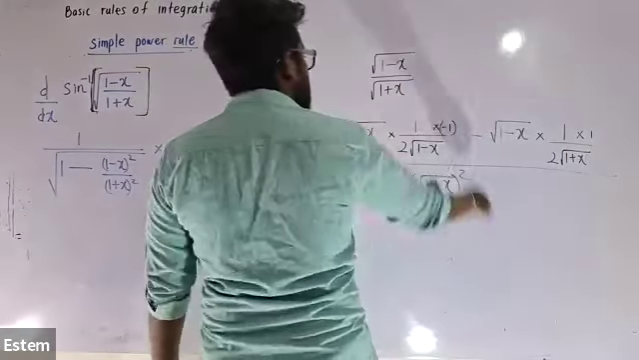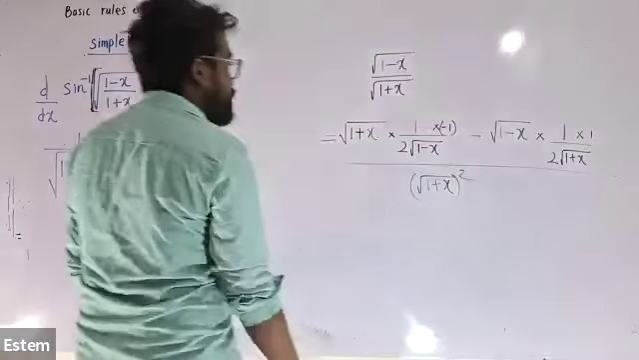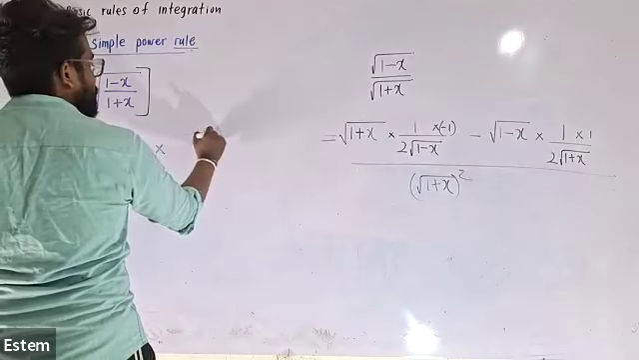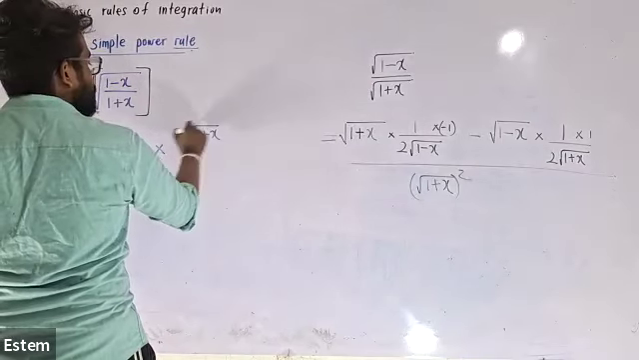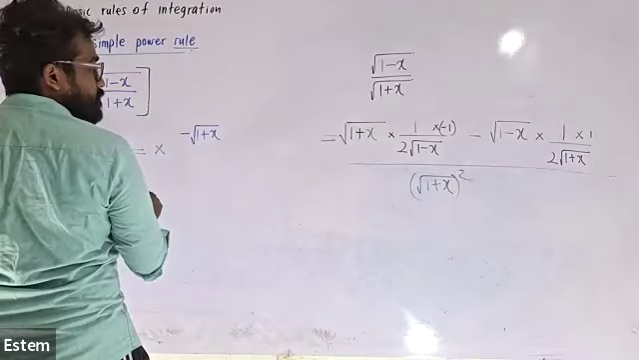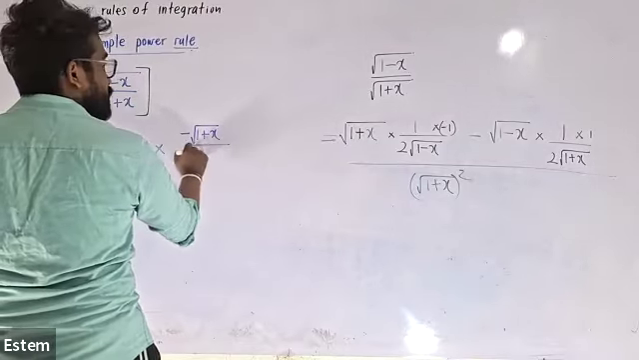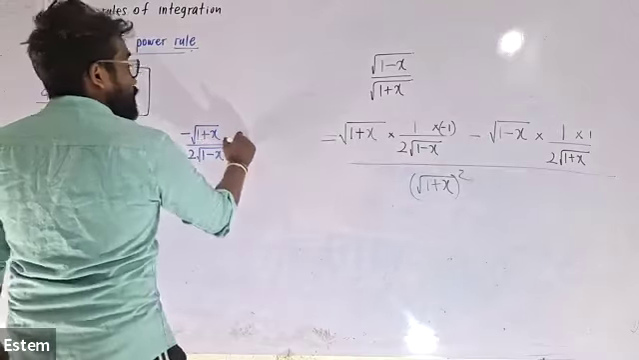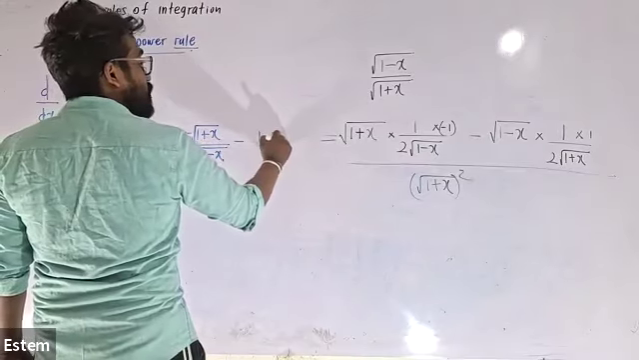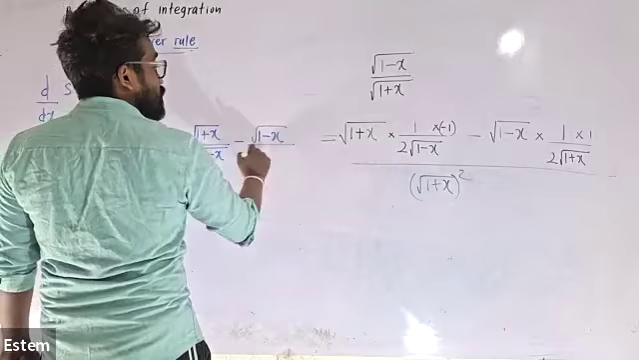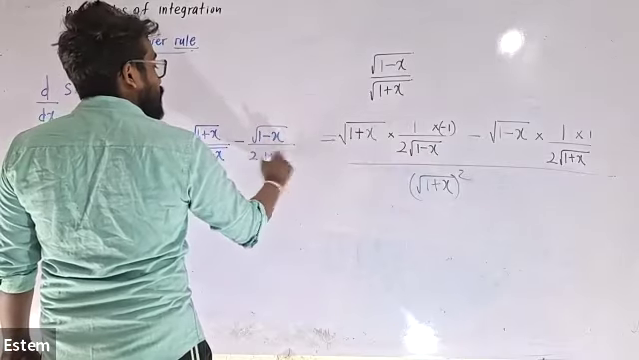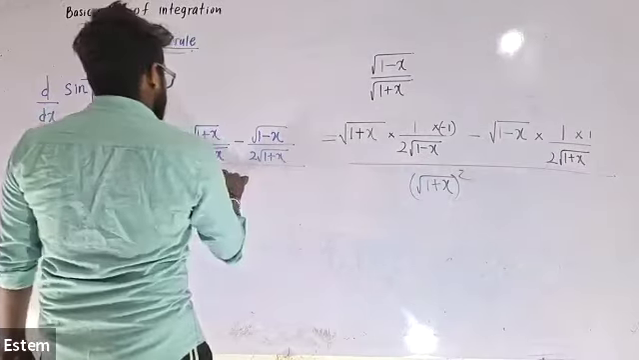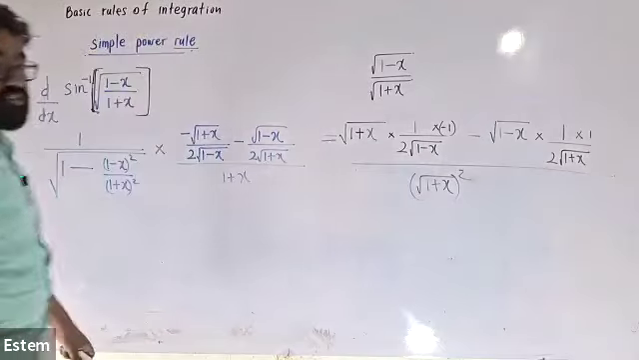How do we apply this? This is also minus. Then what happens? See, minus 1 plus x over 2 square root of 1 minus x, minus 1 minus x over 2 square root of 1 plus x. And this is 1 plus x, no? It is 1 plus x. The square root is removed.